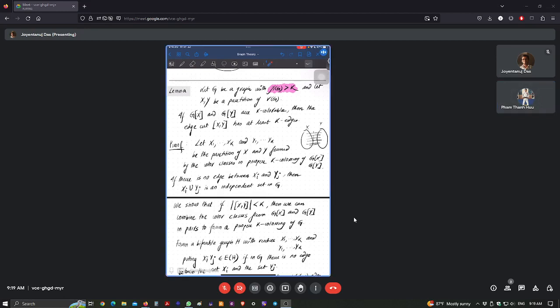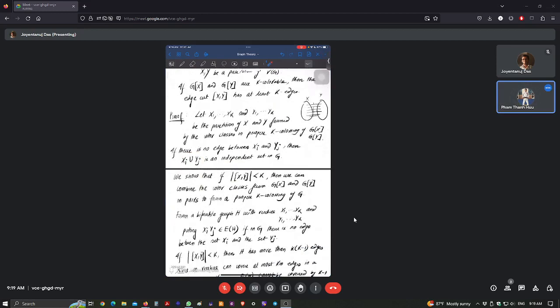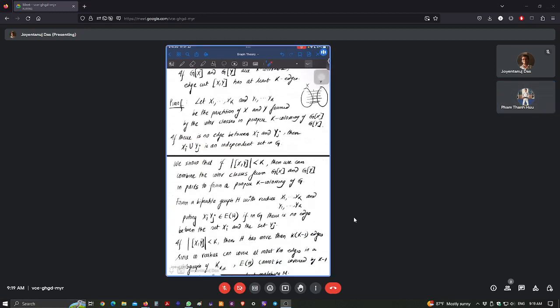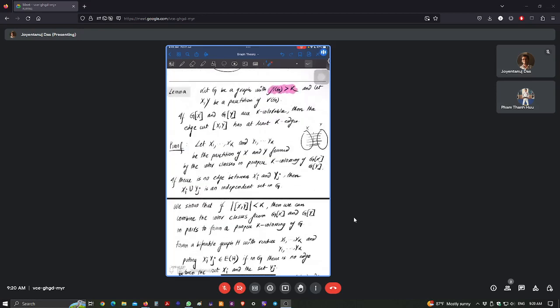Now, if there is no edge between Xi and Yj, then if I union both of the vertex sets, this is an independent set, right? By definition. So we'll have a contradiction. If I assume that the number of edges in the edge cut is strictly less than k, then we can combine the classes of Gx and Gy to form a proper k coloring of G. That will be a contradiction because the chromatic number of G is strictly greater than k.